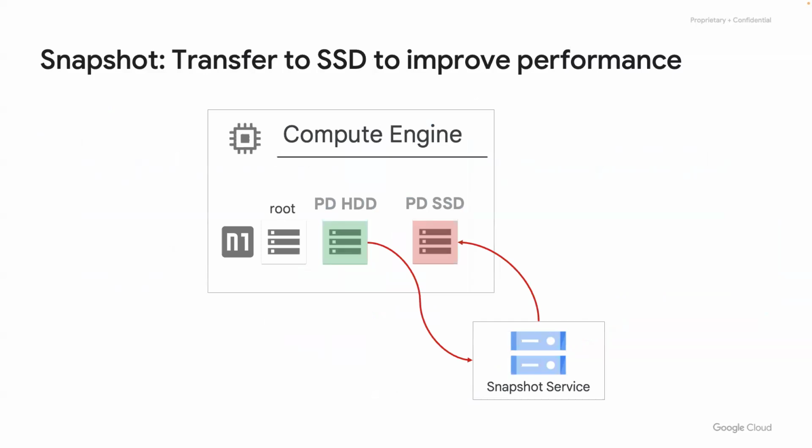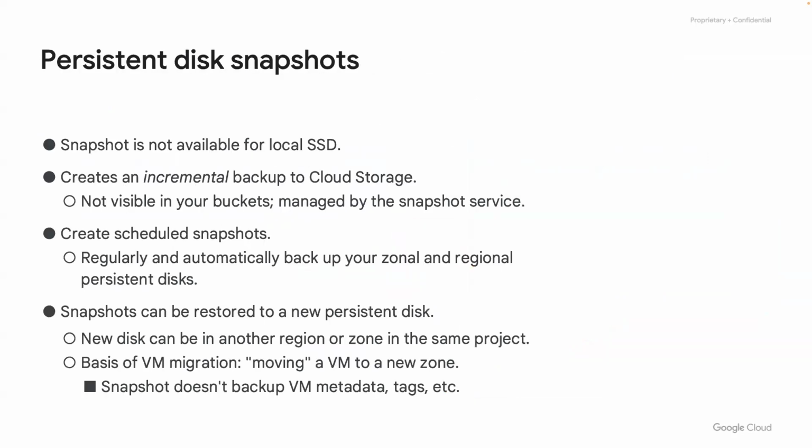You cannot take a snapshot of local SSD. I already mentioned, snapshot is not available for local SSD. Normal SSD is possible. Local disk you cannot back up. You can schedule it. It is for backup, or also when you are cloning the VM, you can use it.